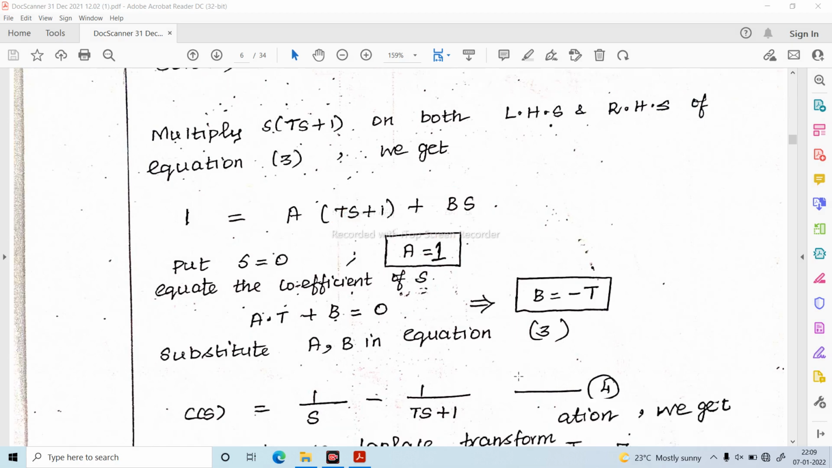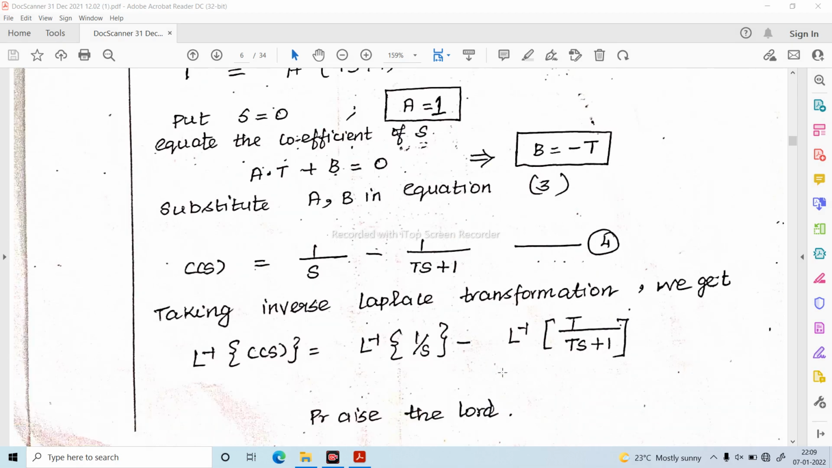Next we have to apply these values directly in the partial fraction. So C of s is 1 by s minus T by Ts plus 1. And next I am going to find out c of t by taking inverse Laplace transformation. So L inverse of C of s equal to L inverse of 1 by s minus L inverse of T divided by Ts plus 1.